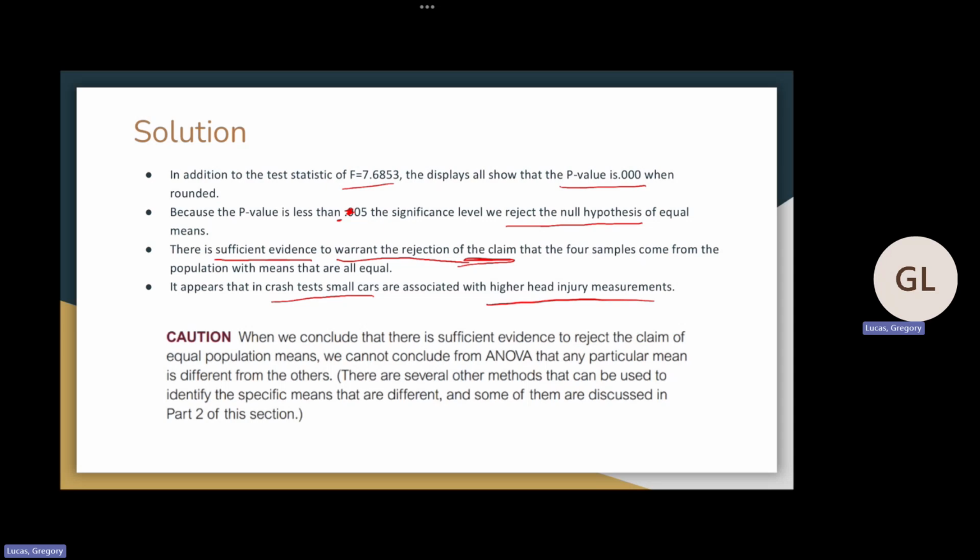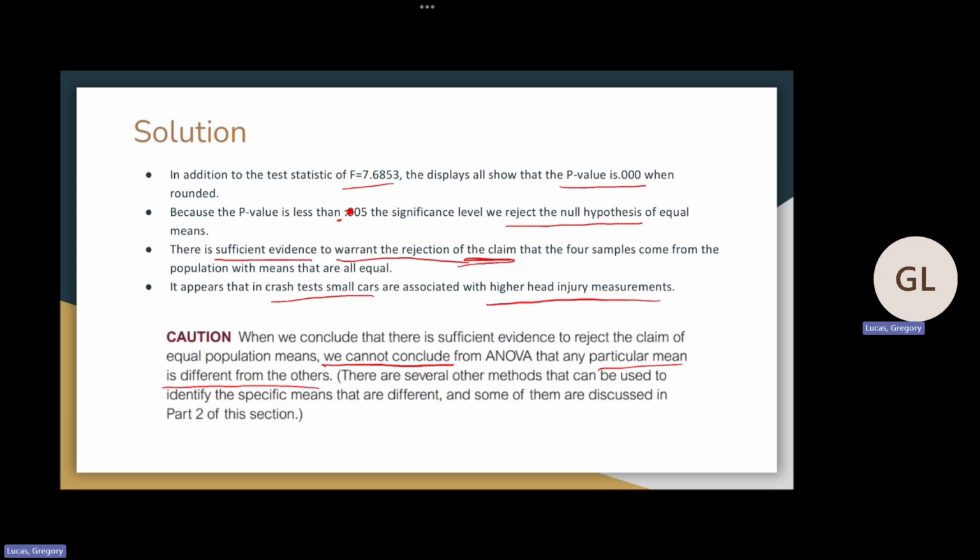All right. So just be careful when we conclude that there is sufficient evidence to reject the claim of equal population means. We cannot conclude that any particular mean is different from the others. There are several other methods that we can use to identify the specific means that are different, and some of them are discussed later in the units. But for now, this is all we're going to take a look at.